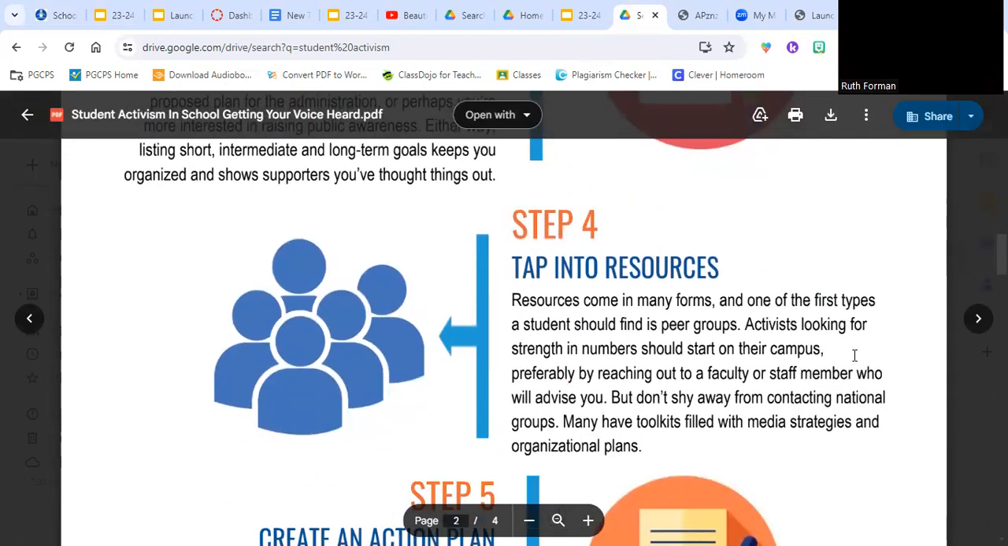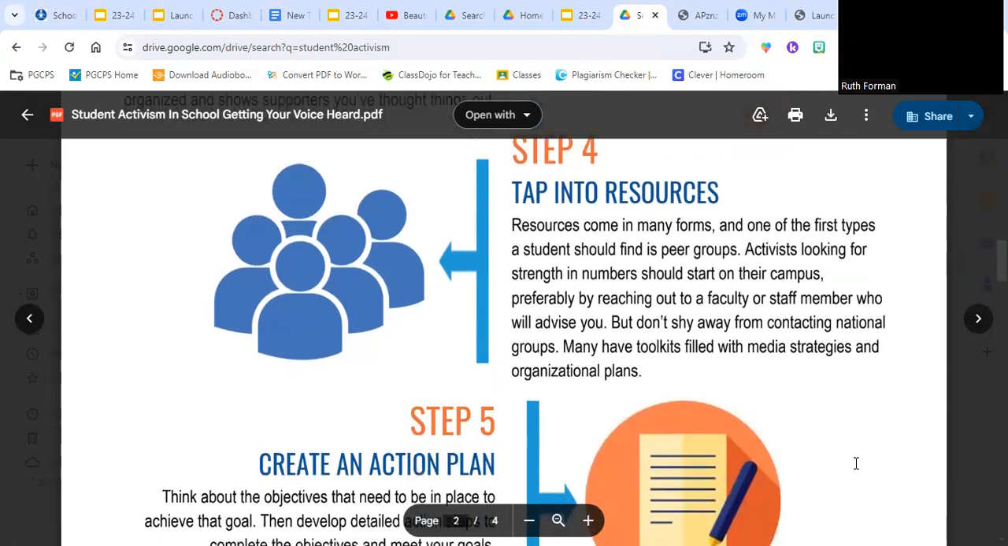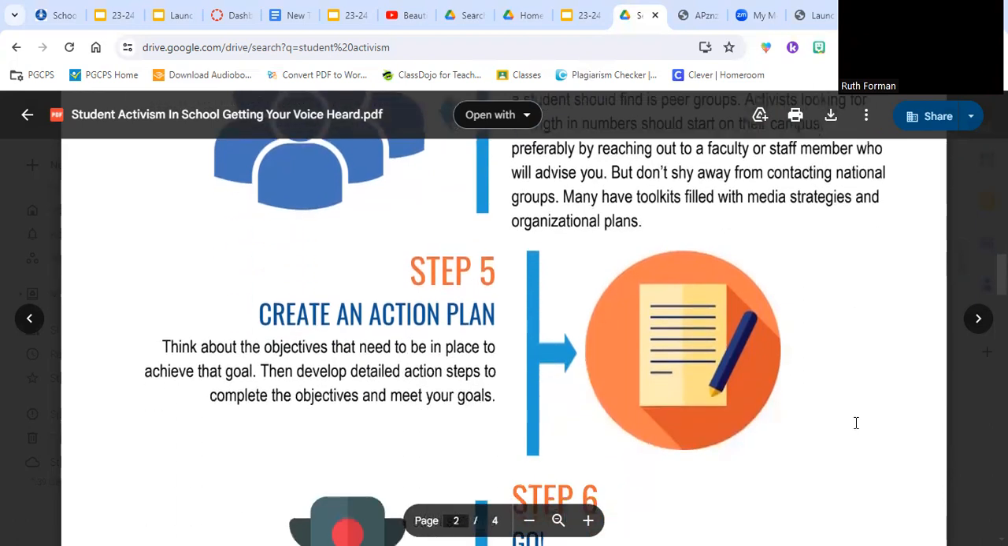Step four, tap into resources. Resources come in many forms, and one of the first types a student should find is peer groups. Activists looking for strength in numbers should start on their campus, preferably by reaching out to a faculty or staff member who will advise you. But don't shy away from contacting national groups. Many have toolkits filled with media strategies and organizational plans.